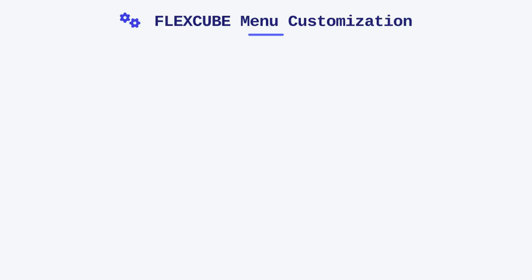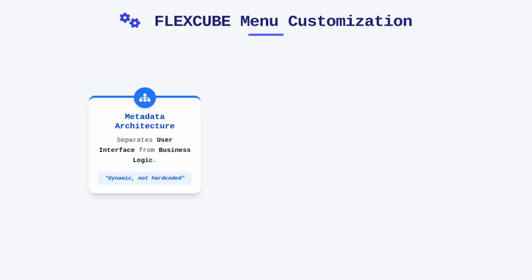When we approach the task of customizing menus in FLEXCUBE Universal Banking, we are essentially interacting with the metadata-driven architecture that separates the user interface from the underlying business logic. The system utilizes a hierarchical registry to determine which screens and functions are available to a specific user or role, and modifying these requires precise manipulation of the underlying configuration tables.